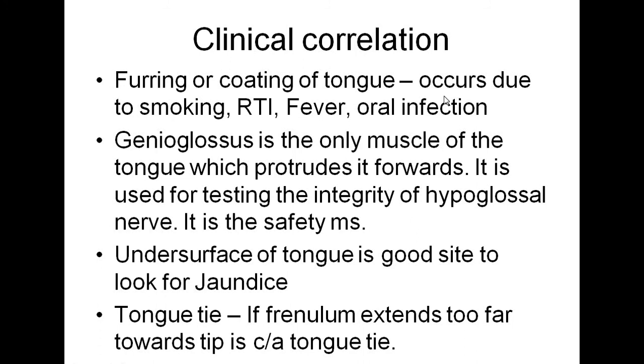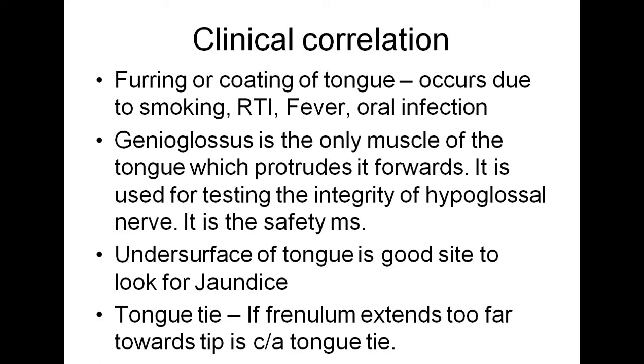Clinical correlation of the tongue. The furring or coating of the tongue mainly occurs due to smoking, respiratory tract infection, fever, and oral infection. Genioglossus is the safety muscle or life-saving muscle of the tongue, as this is the only muscle of the tongue which protrudes it forward. So it is also used for testing the integrity of the hypoglossal nerve. The undersurface of the tongue and the bulbar conjunctiva are the most common sites to look for jaundice.